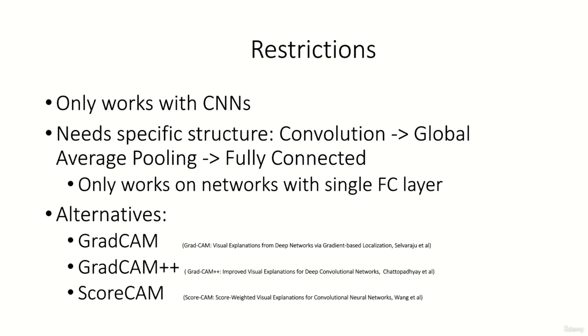However, there are some restrictions when you apply the class activation map. At first, it only works with convolutional neural networks, and in fact, it needs a specific network architecture. Namely, the last convolution must be followed by a global average pooling layer, which is then followed by a single fully connected layer. When you want to apply class activation map based methods to other network architecture or a non-convolutional neural network, you can use some alternatives.